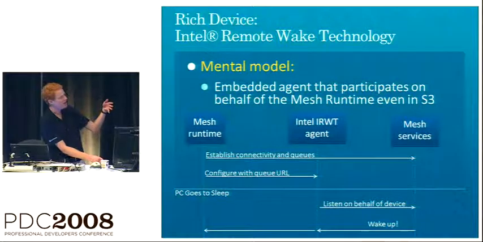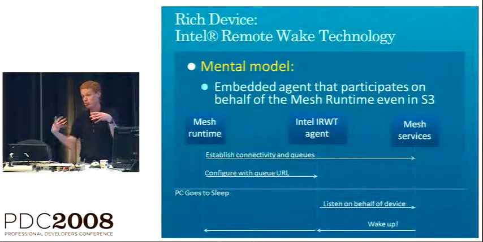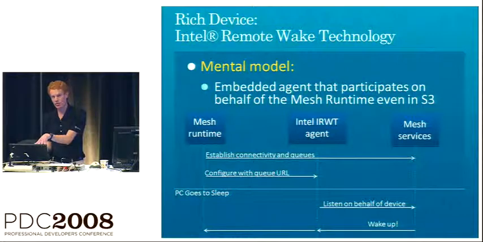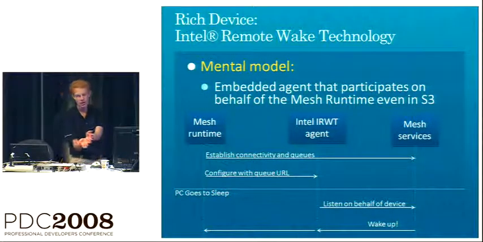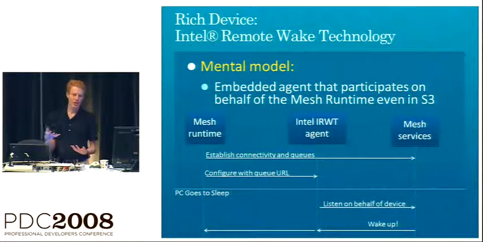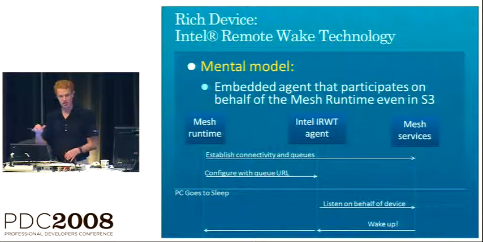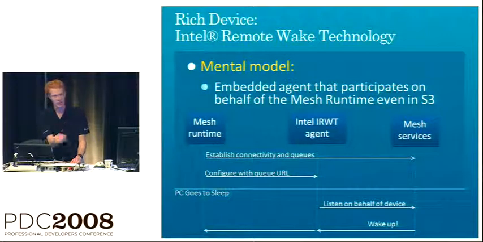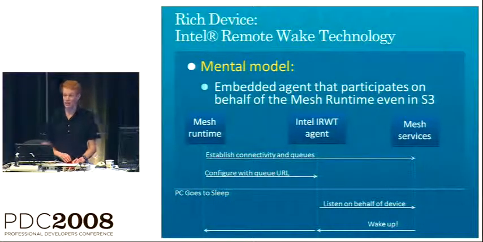But when I try and connect, the mesh service just returns a regular old notification on the same queue that it always does. In this case, rather than going directly to the mesh runtime in the PC, it ends up going to the Intel Remote Wake agent. That agent says, ooh, a notification. I should probably tell the application that originally configured me on that channel. So it wakes the PC back up, as you saw, and sends the notification off and says, hey, buddy, something happened. So it's not really a device that a user would think of, but it definitely pretends to be a device to the mesh.